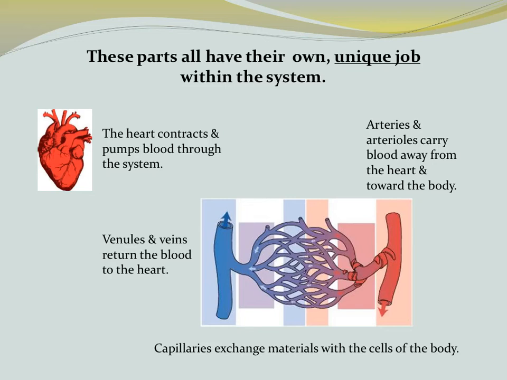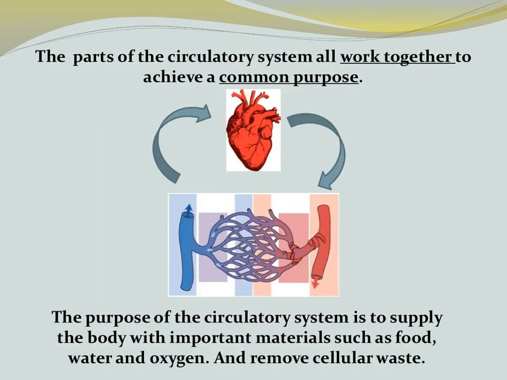The heart contracts and pumps blood through the body. Arterioles and arteries carry blood away from the heart towards the body. Capillaries exchange materials with the cells of the body. And veins and venules return the blood to the heart. And finally, the parts of the circulatory system all work together to achieve a common purpose. The purpose of the circulatory system is to supply the body with important materials such as food, nutrients, and oxygen, but also to remove waste.